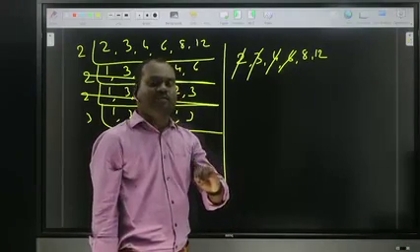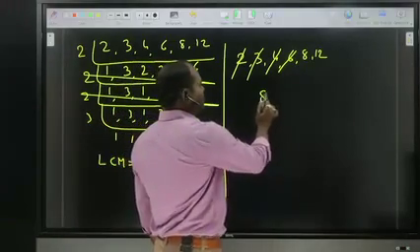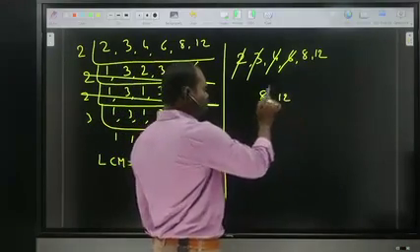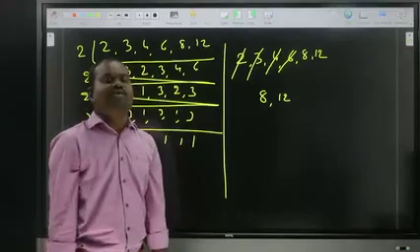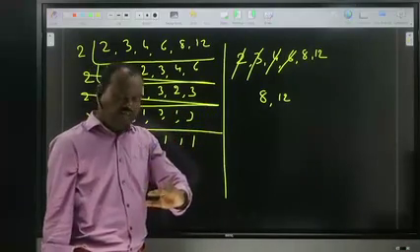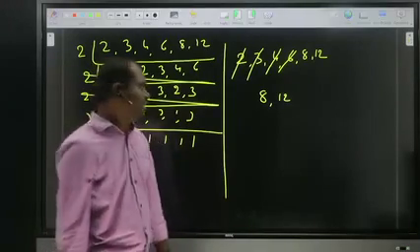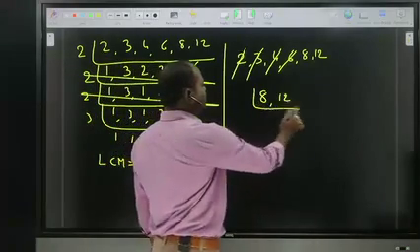After elimination, finally what numbers are balanced? 8 and 12. Whatever numbers are balanced, for those only we need to find the LCM. No need to find it for all numbers. After elimination, whatever numbers are balanced, for those only we should find the LCM. Now take the LCM for these two.